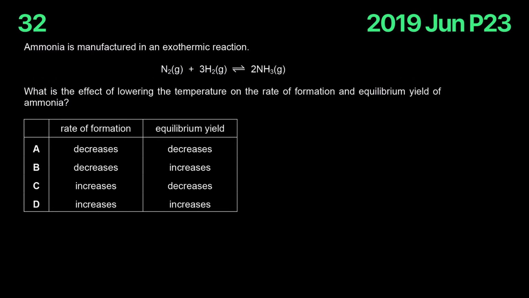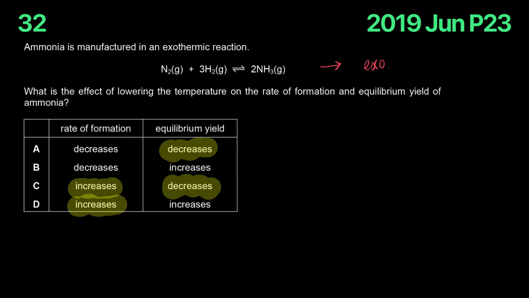Meanwhile, ammonia. What is the effect of lowering the temperature on the rate of reaction? This is exothermic. Forward is exothermic. What is the effect of lowering the temperature on the rate of formation and equilibrium? Equilibrium yield decreases definitely, right? But the rate increases. The answer now is C. I think we understand this better than others.